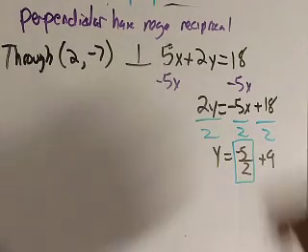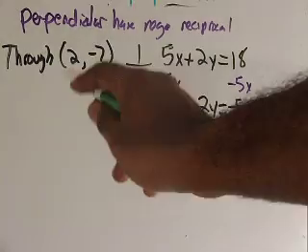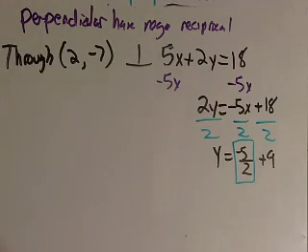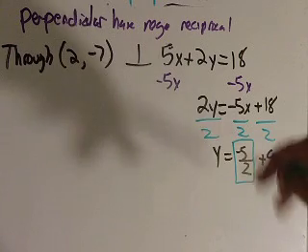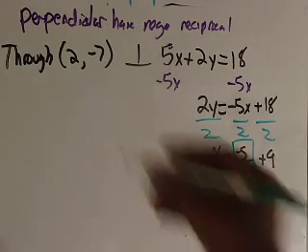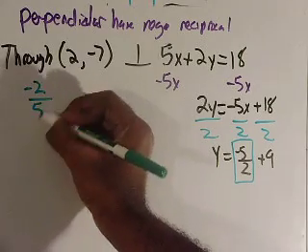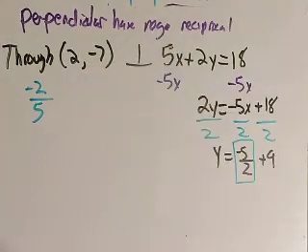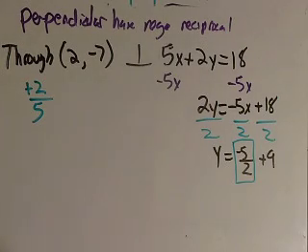But to find the slope of the perpendicular line, I need what? The negative reciprocal. So first, let's just find the reciprocal. What is the reciprocal of negative 5 over 2? Negative 2 over 5. And then just negate it, or change the sign. So change the sign of negative 2 over 5, what do you get? Positive 2 over 5. So the slope of this line will be positive 2 over 5.